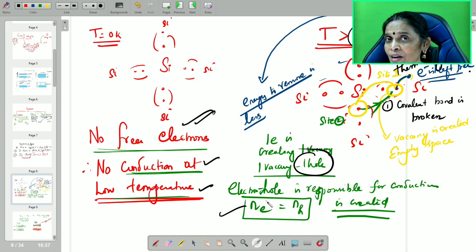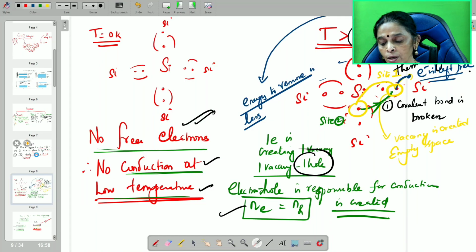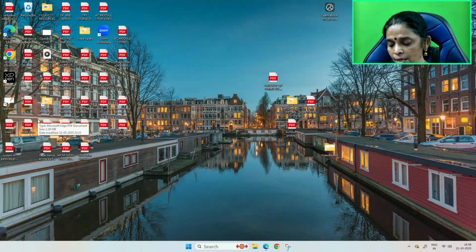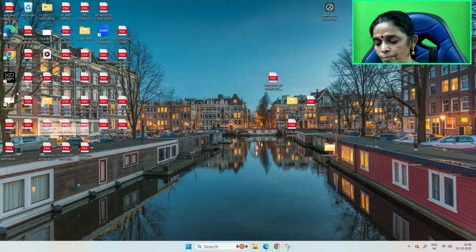How is this being developed? It is developed only due to thermal agitation, but it is very less in number, only due to high temperature. So it is less in number, hence to increase the conductivity, what are you doing? Doping. So in order to increase the conductivity, we do doping here.